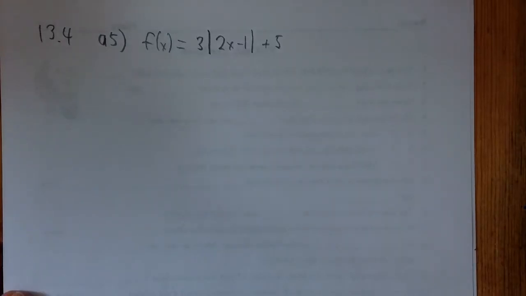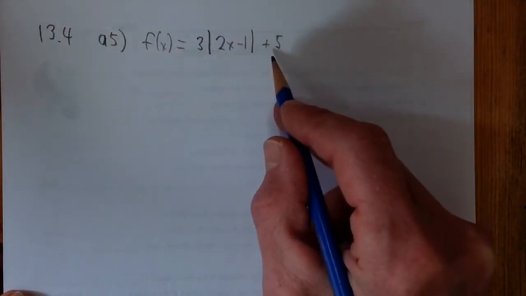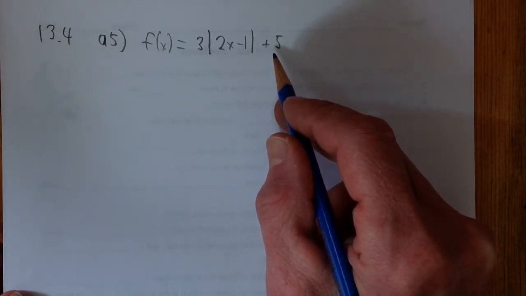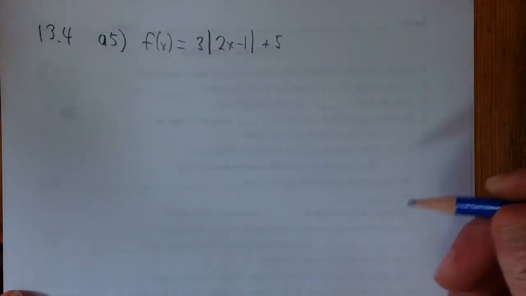Okay, let's tackle 13.4 A5 now. Again, trying to choose, this looks like one of the trickier ones, because if you can do A5, you should be able to do all the other ones. So A5 says you basically want to graph this thing here. And they kind of help you out by showing you this formula in the beginning and everything. So I'll talk about that.